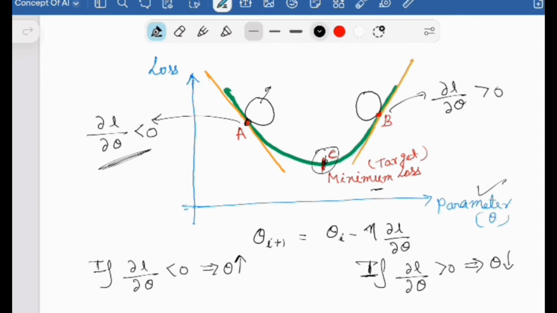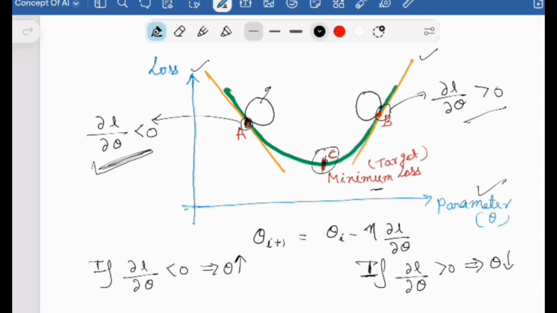Now here there are two orange lines. These are called tangents to the function, and at point A, this line shows that the slope of the function, or del L by del theta, is less than 0, which is negative. And at point B, the slope of the function, that is del L by del theta again, is more than 0. Now, suppose I am at point A randomly, and I want to reach point C.